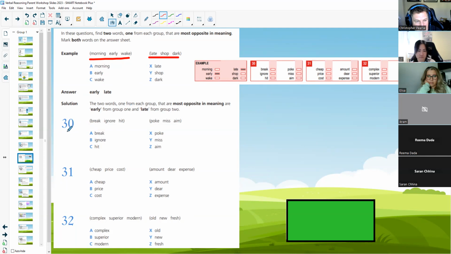But just looking at question 30 there, we would encourage children to transfer. So they would go break, poke. Don't think that's opposite. Break and miss. No. Break and aim. No. And the reason you encourage the children to transfer the words over is so they don't miss any opportunities there to find the best possible answer. And of course, in this particular one, we've got hit, as in on a target, or miss.